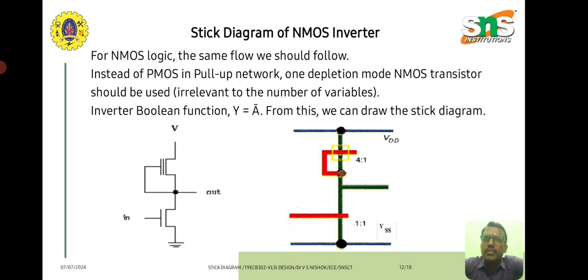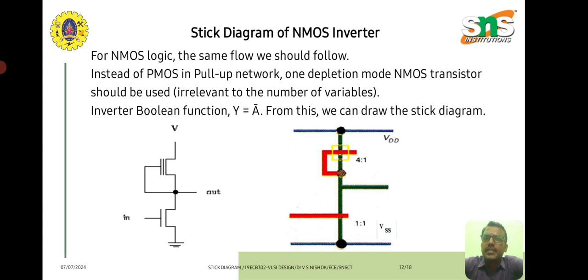For VDD and VSS, we connect the metals and give the electrical contact between the metal and the N diffusion layer, as shown here. This is the way we design the inverter circuit using the stick diagram.